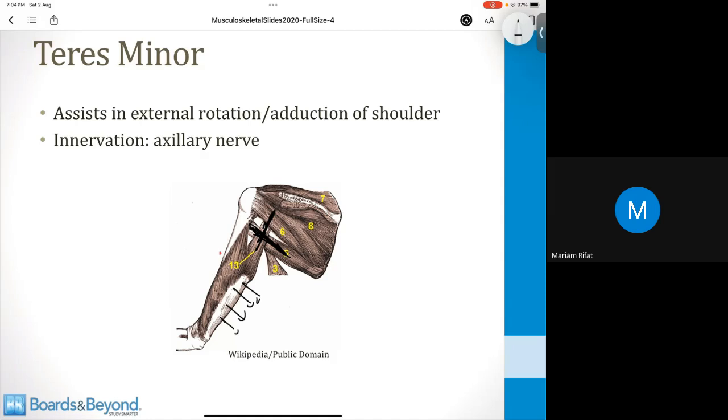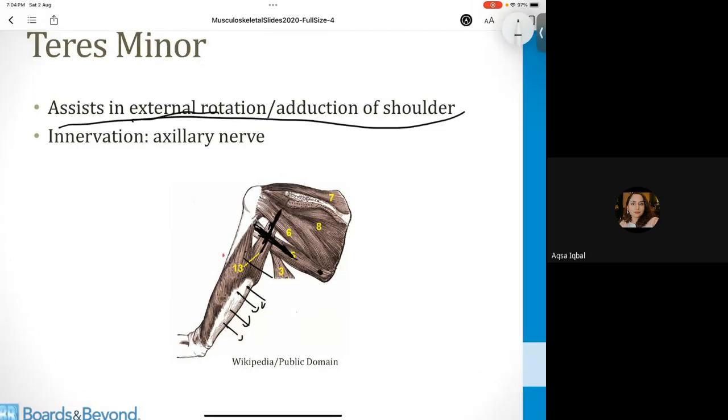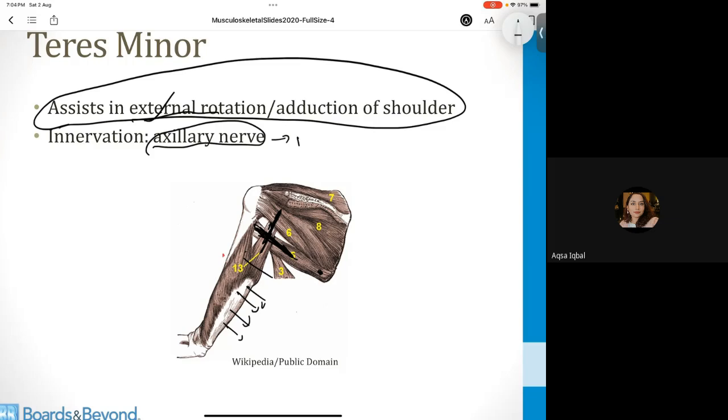If I pull this teres minor from its origin side, it's going to cause adduction of your hand. Am I right? It's going to bring the hand towards your body. And it's also going to cause external rotation, right? So external rotation for teres minor. It's really important. You are going to have a UWorld MCQ based on this. What is the function of teres minor? Teres minor basically causes adduction and external rotation, right? What's the nerve supply? The nerve supply is the axillary nerve. The axillary nerve also supplies the deltoid, right?